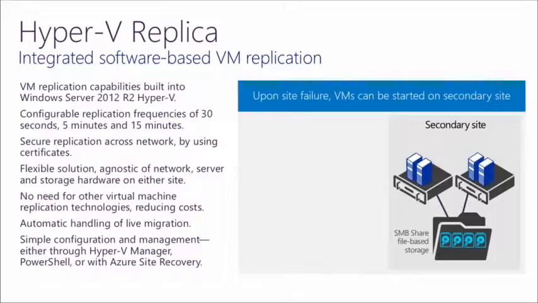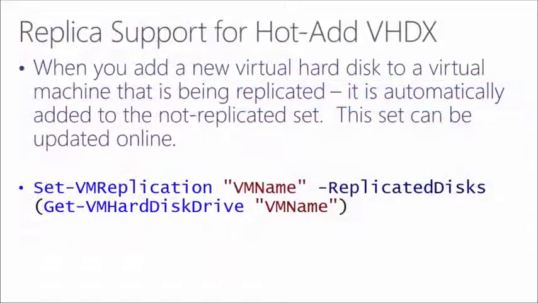And now with shared VHDX supporting Replica as well, if we look at this next slide, when you add a new virtual hard disk to a VM that's currently being replicated, it's automatically added to the not replicated set. So in the UI of Hyper-V Manager, you'll see a new area that shows you which virtual disks are currently being replicated for a VM, and this will fall into the not replicated set. Online, while the VM is running, you can add this extra hard drive and start replicating. I can take a quick look at that here.